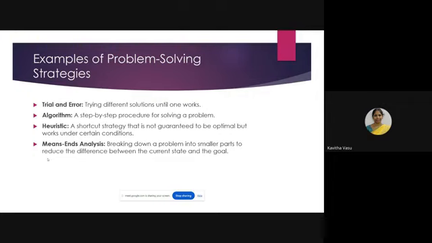Next one is heuristic. Heuristic means a mental shortcut that can speed up problem solving but doesn't always guarantee a perfect solution. Heuristic is like an assumption. Whether it will work or not, we don't know. It's like trial and error, but heuristic means it is guessing.